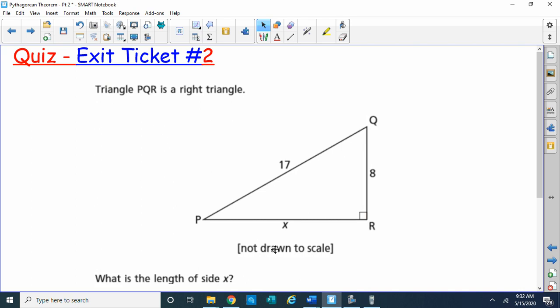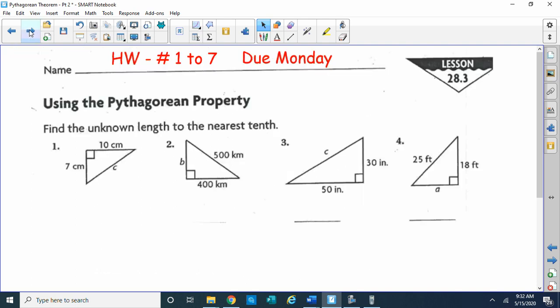Not drawn to scale, by the way, means don't try to measure it with your ruler or any device you may have, thinking that you can actually just measure out the side. So it's not drawn perfectly for you. So don't let that happen.